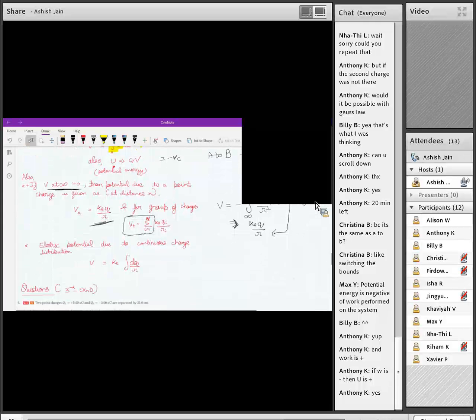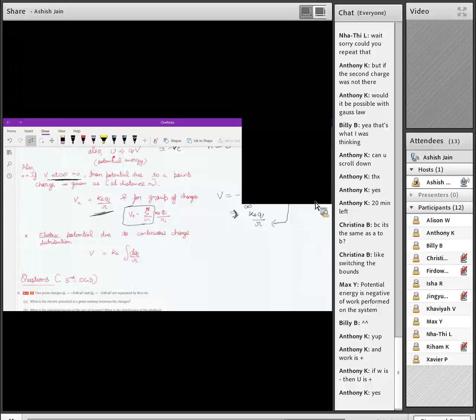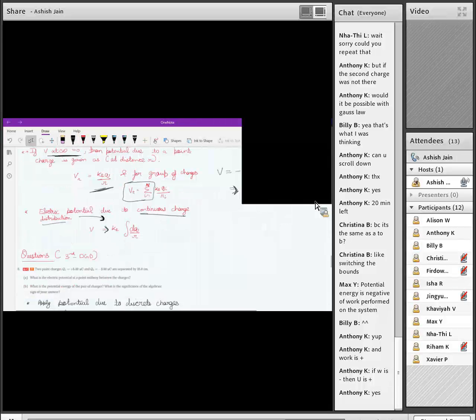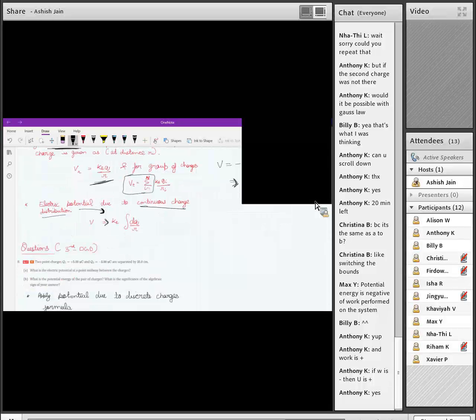Now, for the continuous charge distribution, we get our favorite integral back. You all love to see it, right? So this is how you do it for the continuous charge distribution. You change q to dq and you put the integral over all the charge.